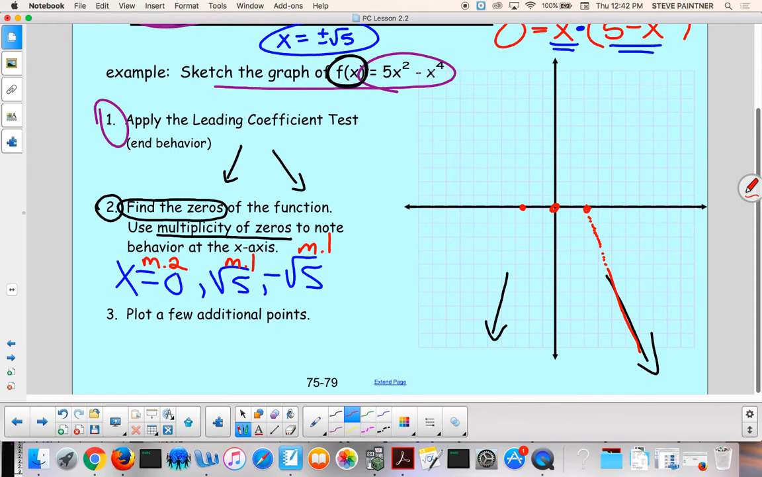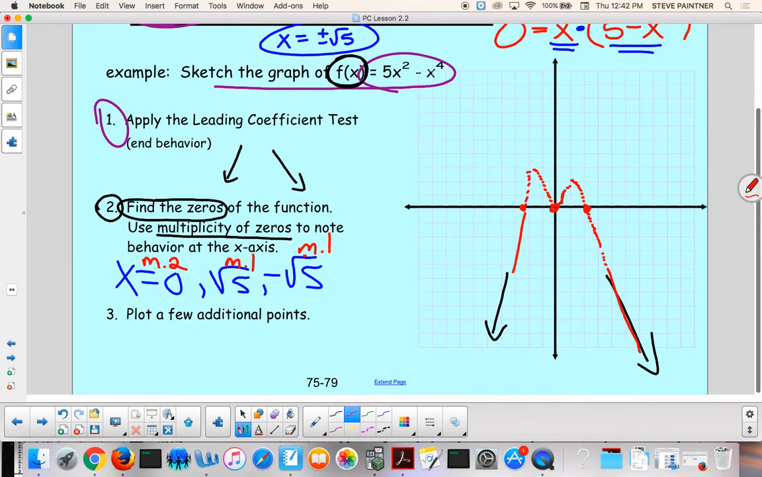It's just going to go right through. It's multiplicity 1. Okay, here it goes. Then it's going to come back and hit this one somehow. It hits 0. What's it going to do at 0? Multiplicity 2. Bounce. Okay. Up, turns the corner, comes back to this negative square root of 5. Multiplicity is 1. Boom, it goes through.